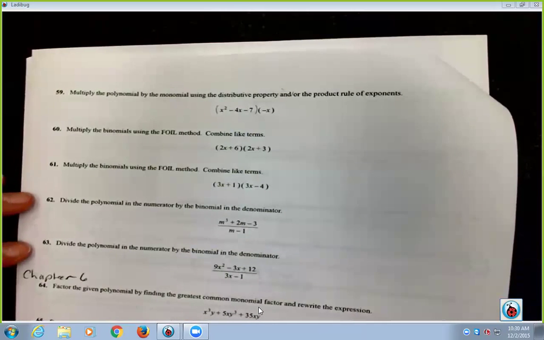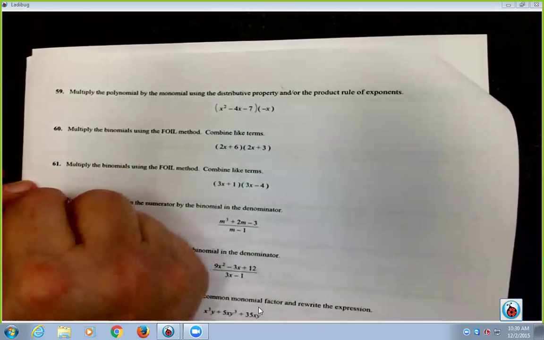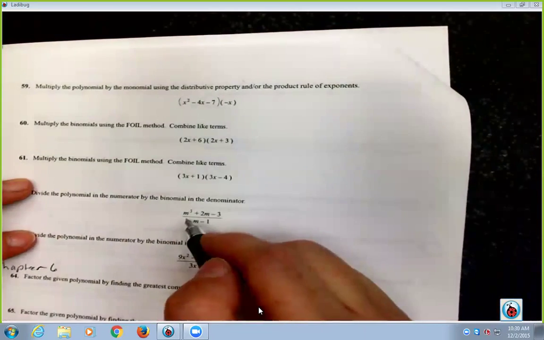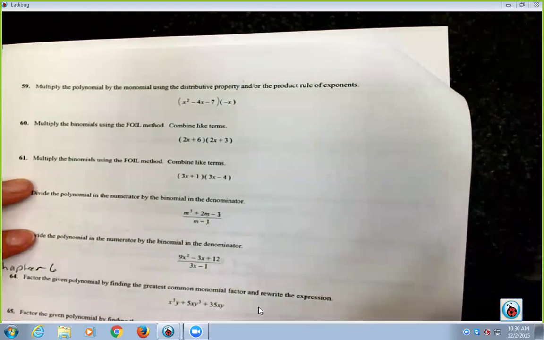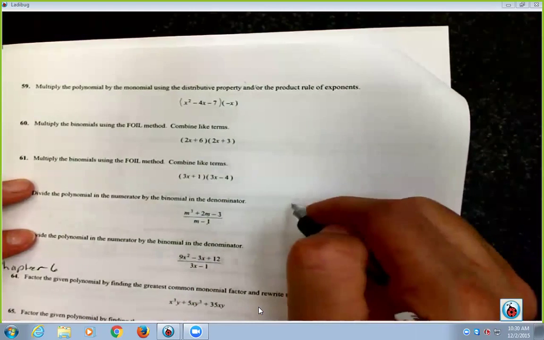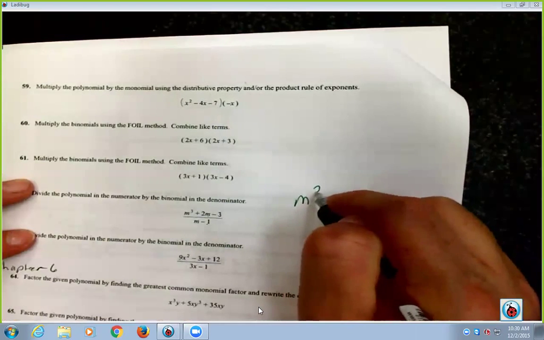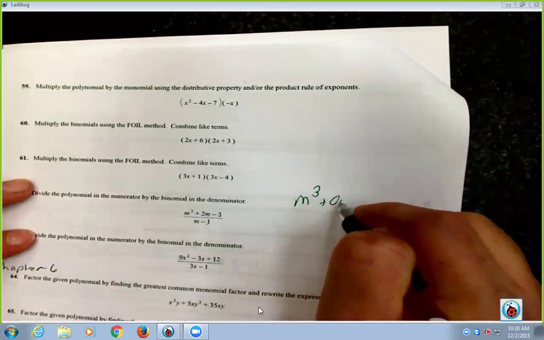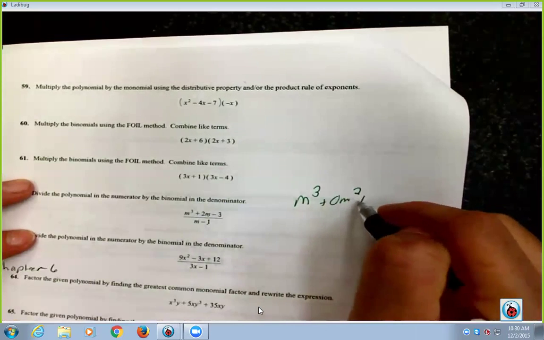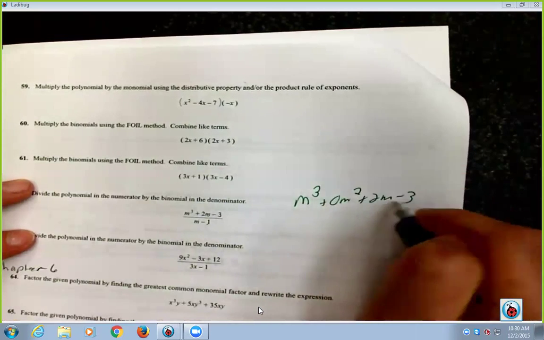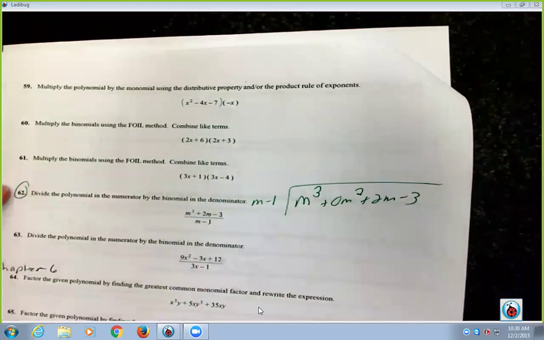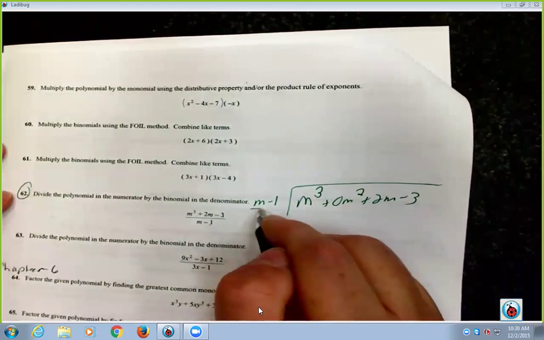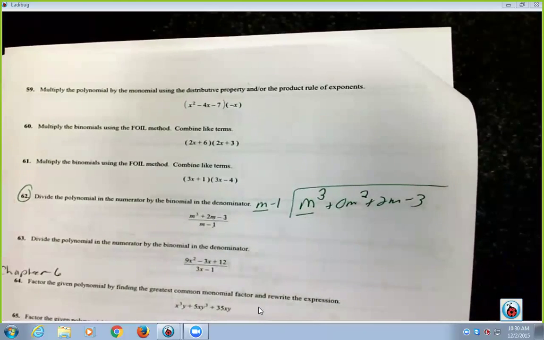Okay. Let's do 62. 62 has m cubed plus 2m minus 3 over m minus 1. I can't divide this the way it is because I need a placeholder for my m squared. Don't forget to put those in there, because they do pop up. So then what do I got to do to m to make it look like an m cubed?